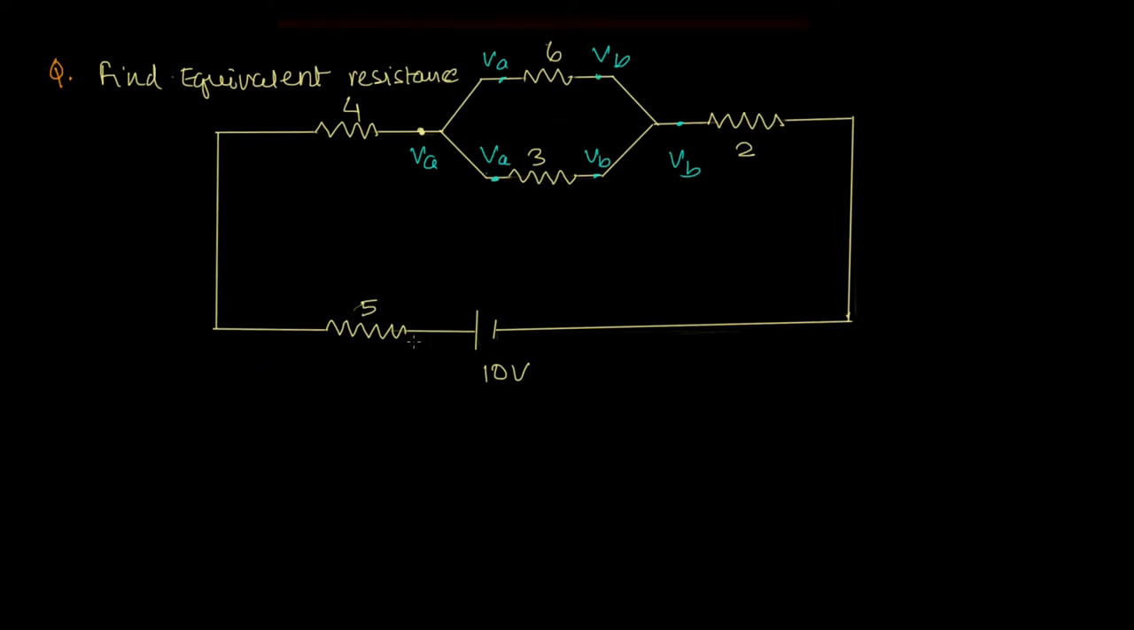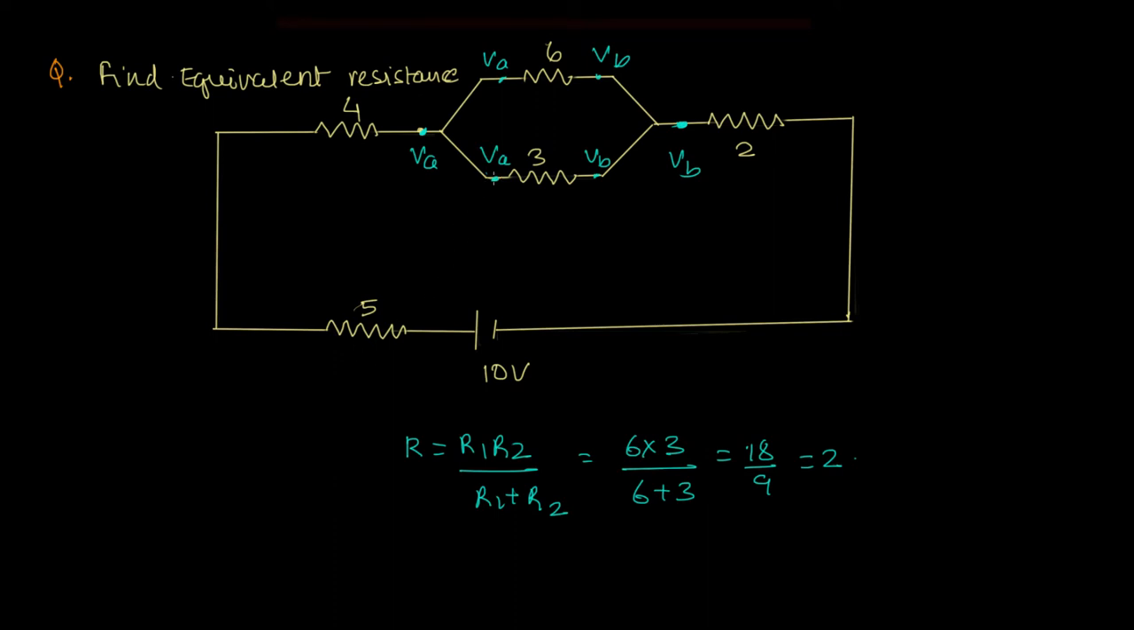So the same potential VA minus VB appears across them, and hence they are in parallel, right? So I had told you to be using R is equal to the product upon the sum as the formula, instead of the conventional one that we had derived, and that makes it 6 into 3 upon 6 plus 3, which is nothing but 18 upon 9, which is nothing but 2, right? So the equivalent resistance of this is 2. Okay, fine. That means across this terminal, you can replace it by 2 as well, correct?